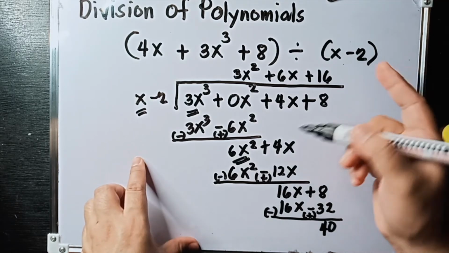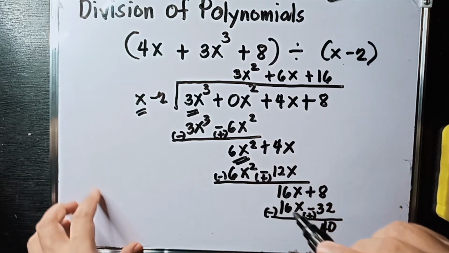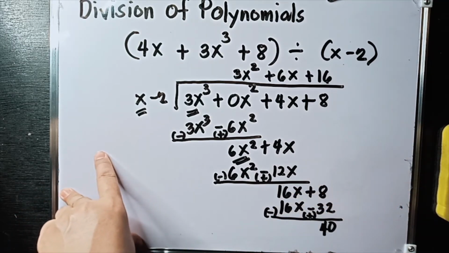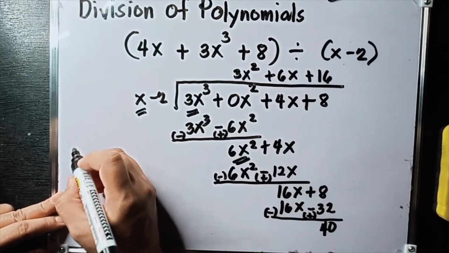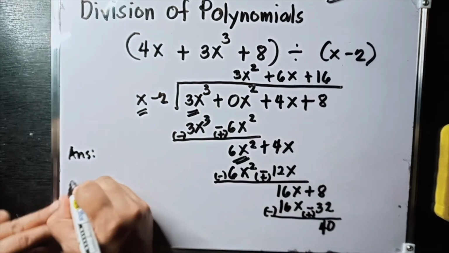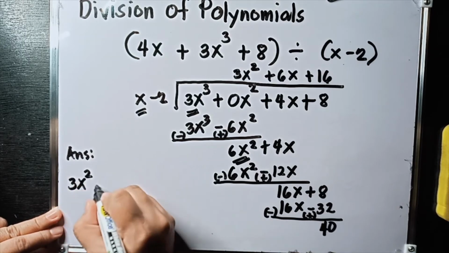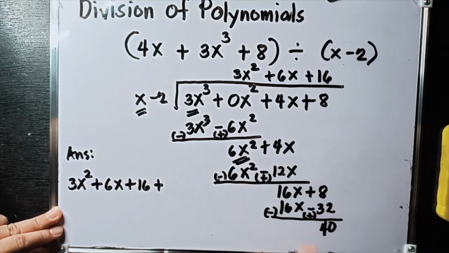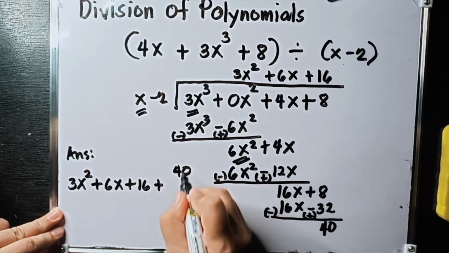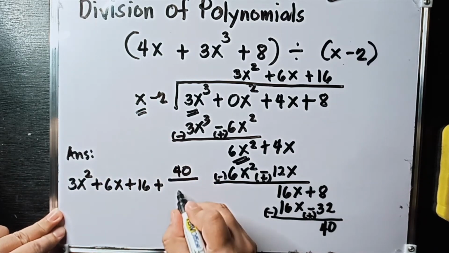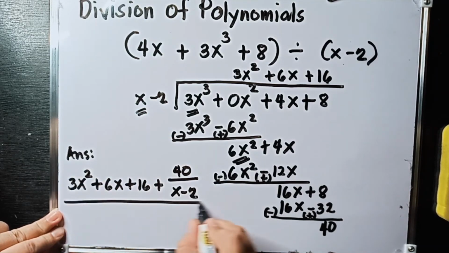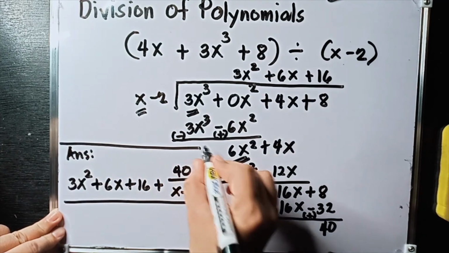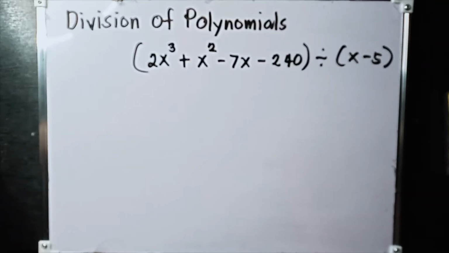So if I am going to write this in the form of p of x over d of x equals the quotient plus the remainder over the divisor, we can actually express our answer as 3x squared plus 6x plus 16 plus the remainder, which is 40, over the divisor, which is x minus 2. So this is it. This is our answer.